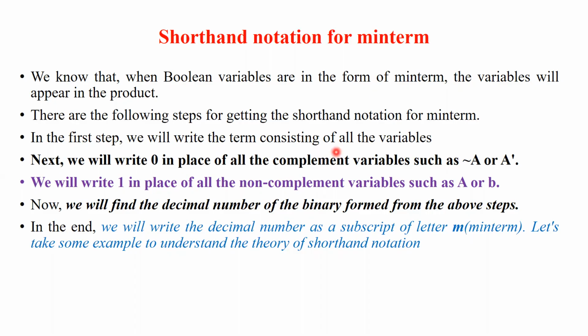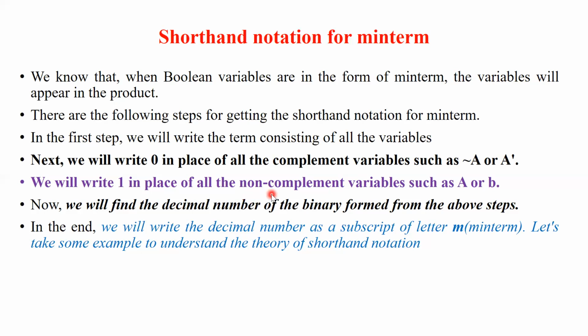In the first step, we will write the term consisting of all the variables. Now this is important. Suppose you write all the terms as they are, then we will write 0 in place of a complemented variable. Wherever there is a complement, suppose A dash, I will write 0. We will write 1 in place of non-complemented variables.